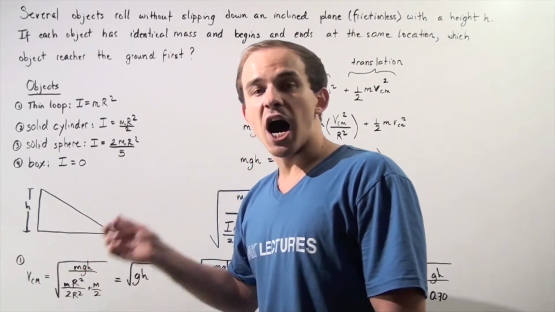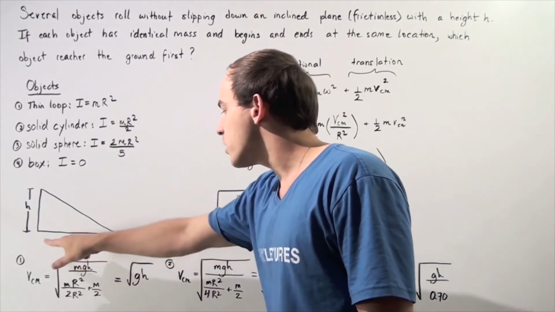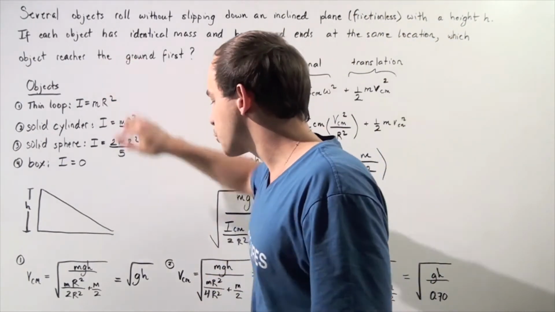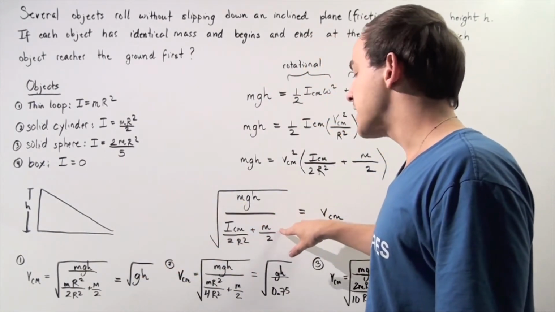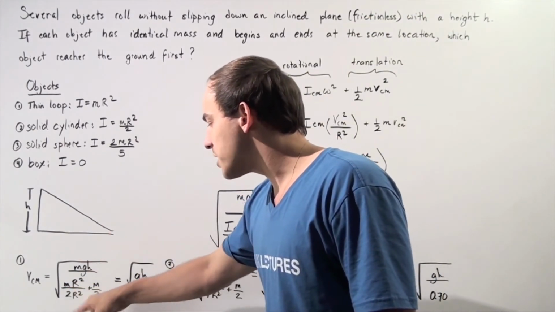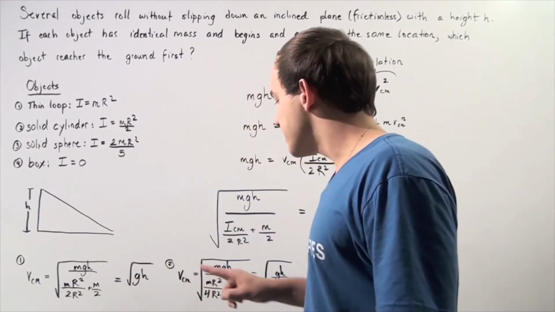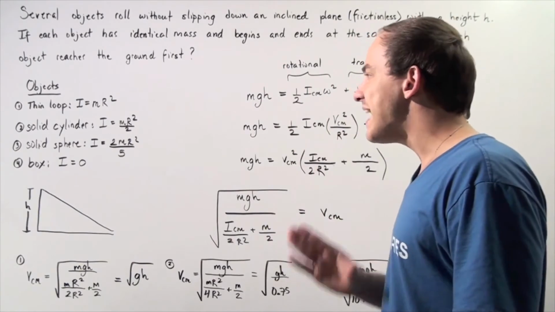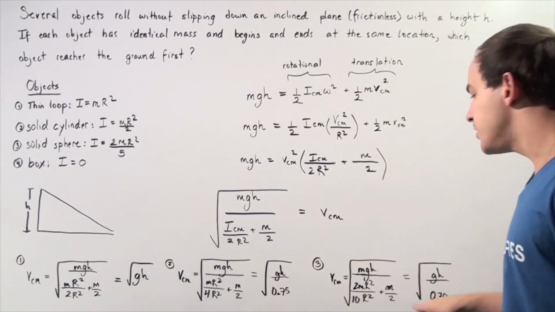The velocity of the object about the center of mass at the bottom for the thin loop is equal to the square root of mgh divided by, so the I is replaced with mr squared, and we divide that by 2r squared and add m divided by 2. So notice m's appear in each term, so the m's cancel, the r squared cancel, and we get the following result. The bottom adds up to 1, so we simply get the square root of g multiplied by h. Now, if we follow the same exact procedure for object 2 and object 3, we get the following two results.